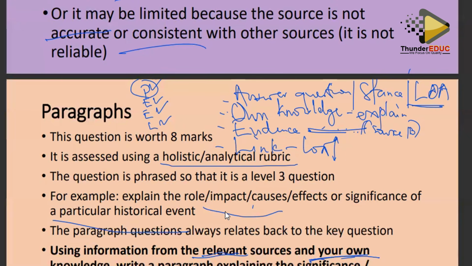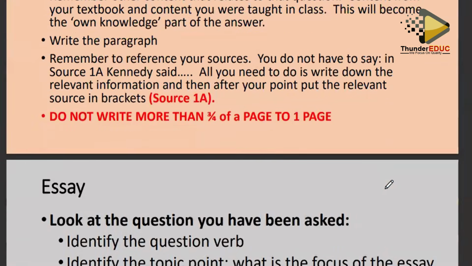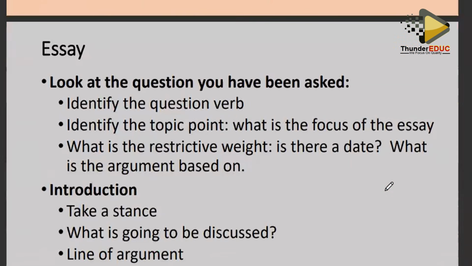The moment you address these basics, you give an answer to the question or a line of argument, you put your point, you explain in your own words, then you give evidence, you quote the evidence, you write the sources in brackets at the end of the idea. Then you link back to a line of argument at the end of the paragraph. Then your paragraph qualifies to be a level 3, which is between 6 and 8 marks, and it is very achievable to get 8 out of 8 for a paragraph question.